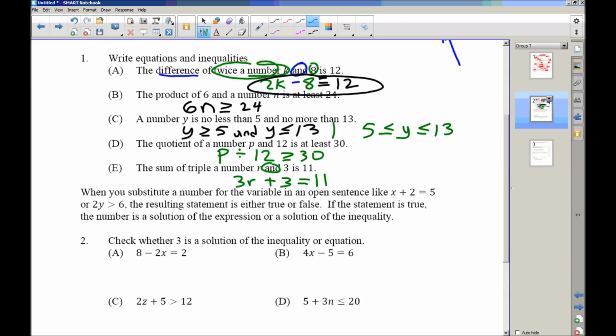Okay? So and turned into the add. This is one side of the and. This is the other side of the add. So 3r and 3, and then is became the equals, and then we have 11 by itself.